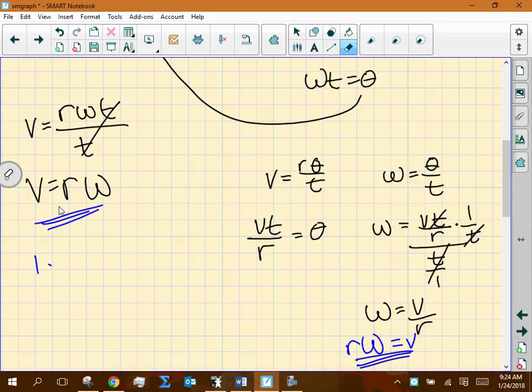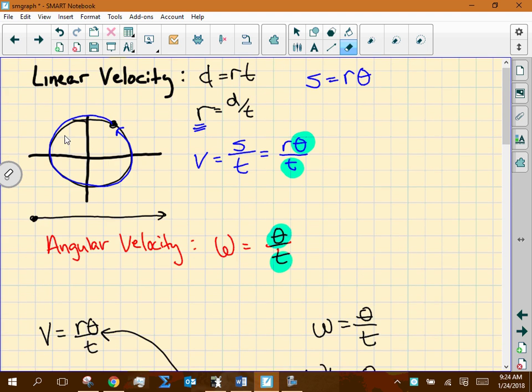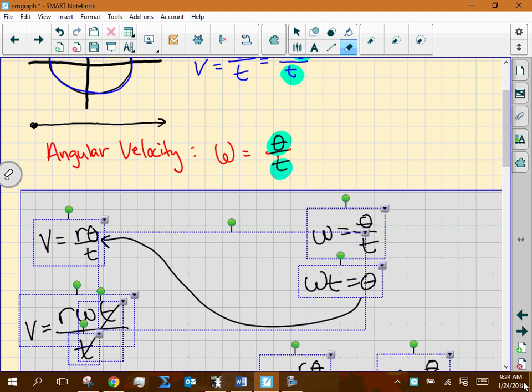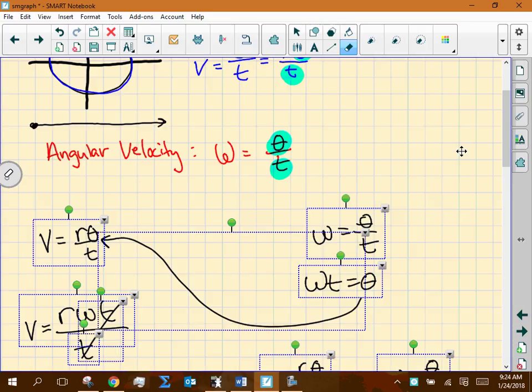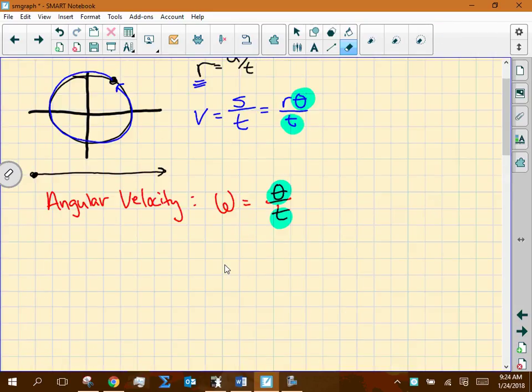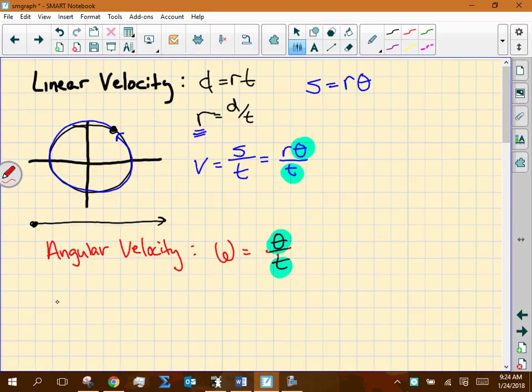Now, if I look at all of these things, I'm going to delete these and just write up here that linear velocity is equal to r times omega, something to think about. But a lot of these have theta in them, right? And even when I do this, omega has theta wrapped up inside it, okay? So we need to know what theta is.